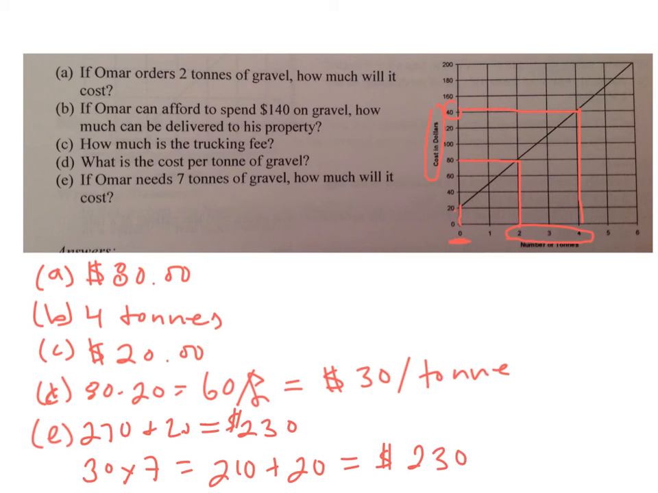So even though 7 tons of gravel does not appear on the graph, I can still answer the question because the graph tells me how much I have to pay to start, or how much the extra fee is, like the trucking fee, and it also tells me how much per ton. So I don't need the whole graph when the graph is a straight line.